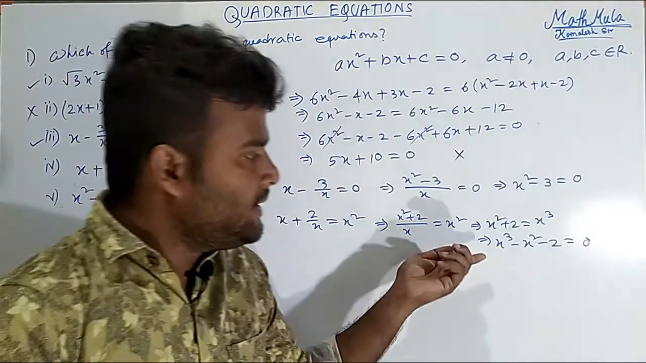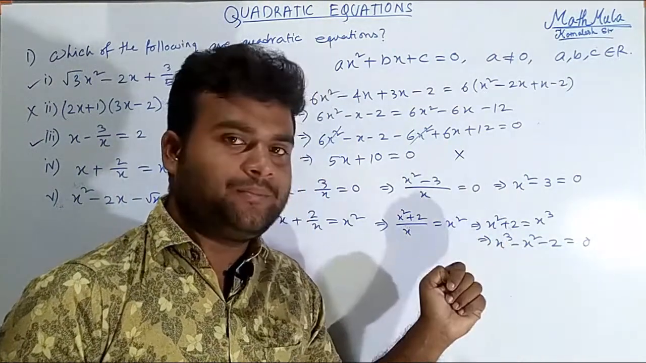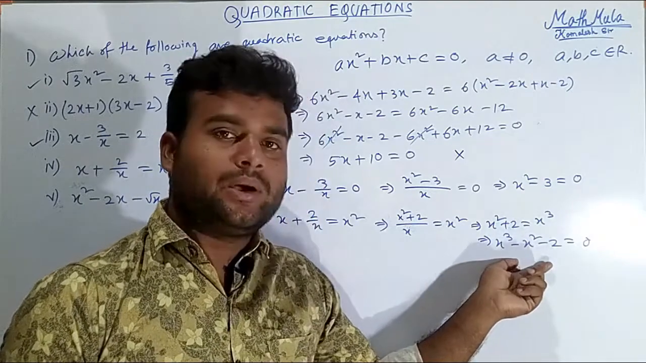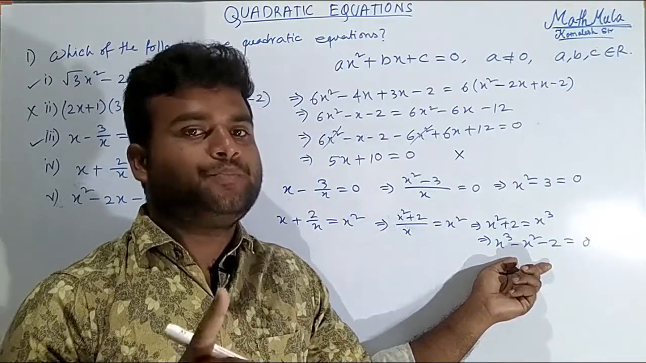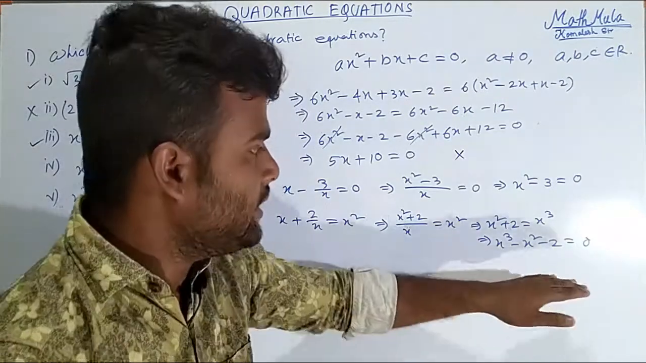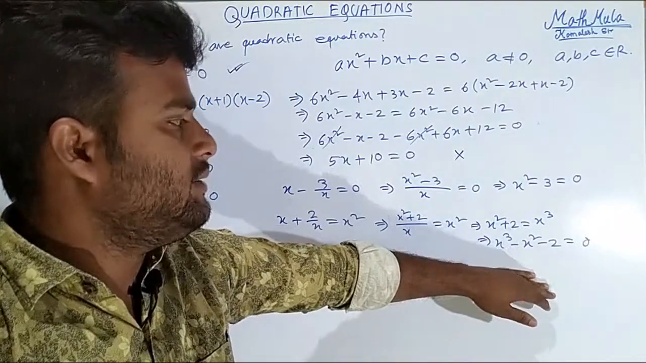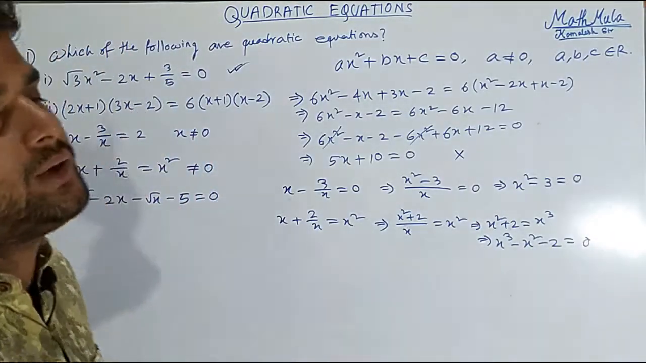Okay. Now look, in this equation, the highest power of x is 3. So this is not a quadratic equation because for a quadratic equation, the highest power of variable will be 2. That means the degree of polynomial will be 2. Now in this equation, the degree of the corresponding polynomial is 3. So this is not a quadratic equation.